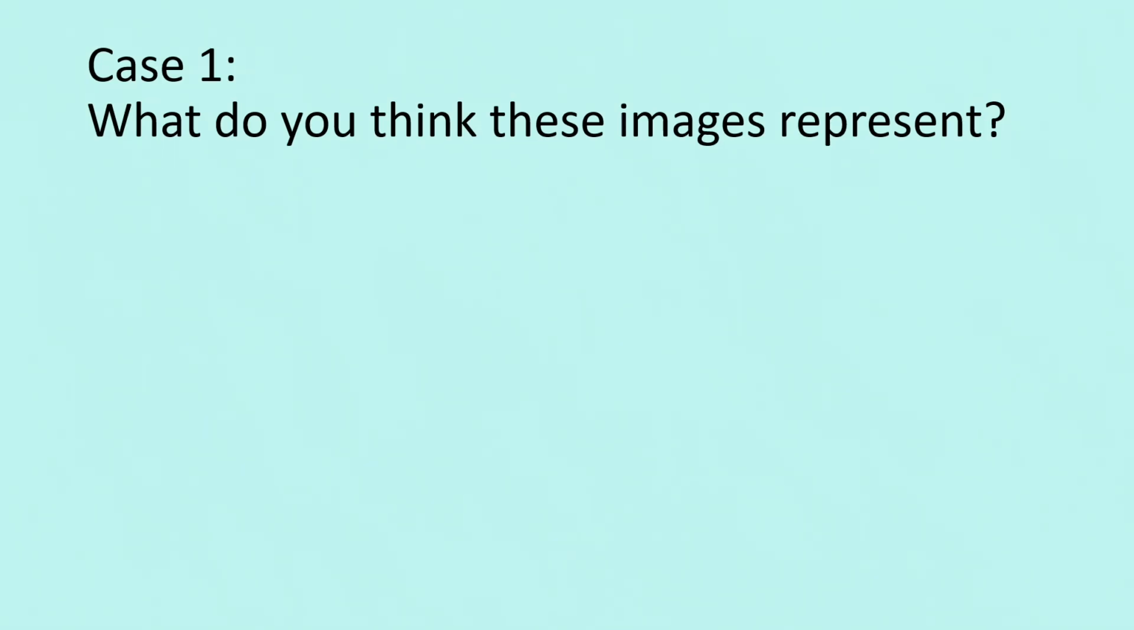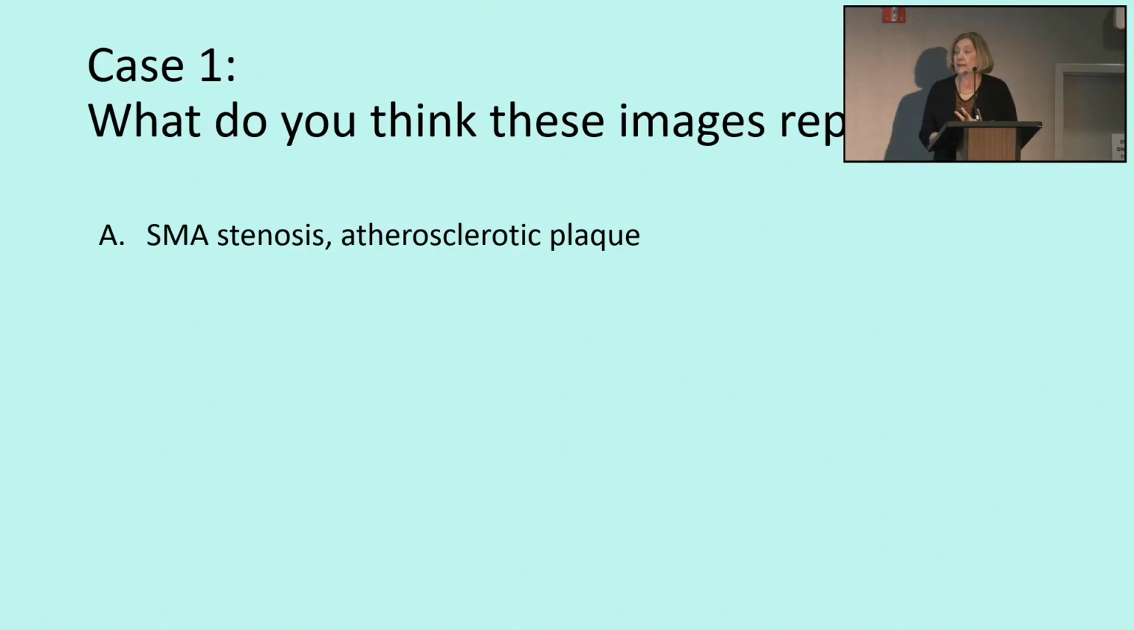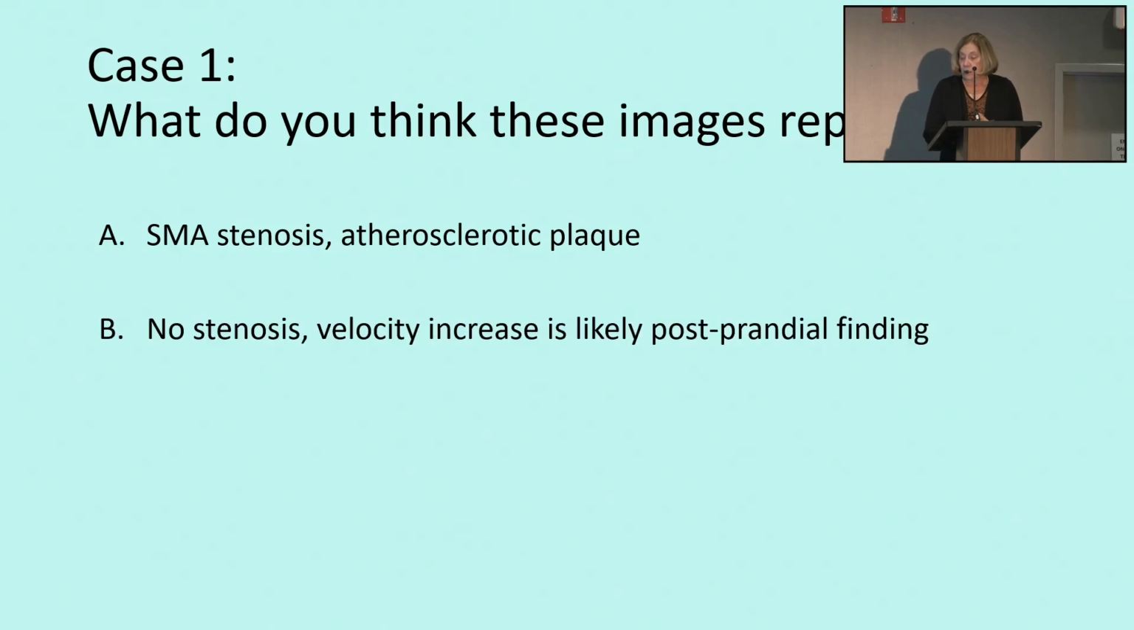So now I'm going to engage you a little bit on this, and don't shy away, please. So here are the options. What do you think? This is an SMA stenosis with atherosclerotic plaque. This is a 36-year-old African-American gentleman who had no real history of atherosclerosis, but African-American males, he smoked. What's going on? So it could be that. No stenosis. These velocity increases are just because he's postprandial. Does that make sense to anyone?